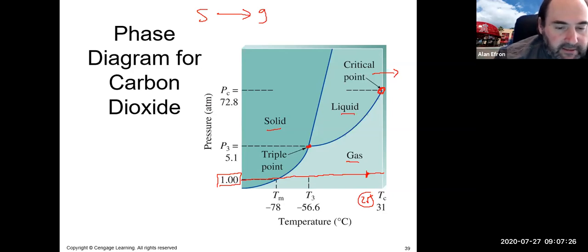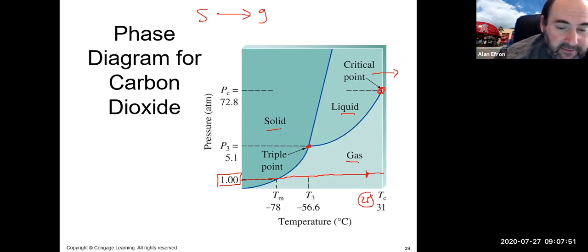So this is why something like dry ice will go directly, under normal conditions, from solid directly to gas, skipping the liquid part. Now, let's say I wanted to force the dry ice to go into the liquid phase. In order to force it into the liquid phase, I would need a pressure that's above, I think this is 5.1, which is 5 times normal pressure.